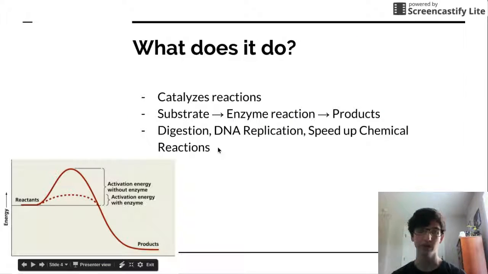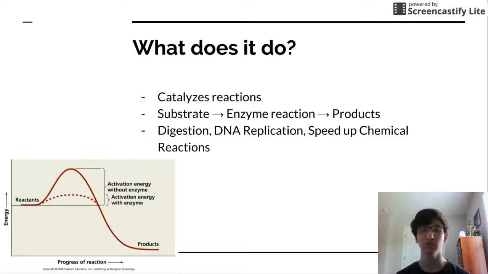Enzymes are catalysts, and really, put simply, that means they make reactions much easier. Normal chemical reactions without enzymes usually require more energy to even begin, whereas enzymes make that chemical reaction happen with less energy.